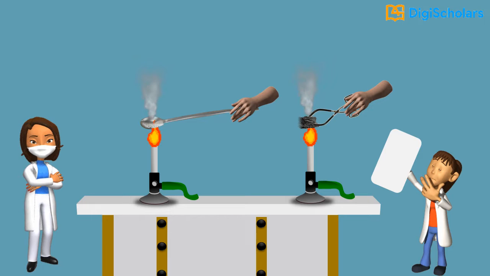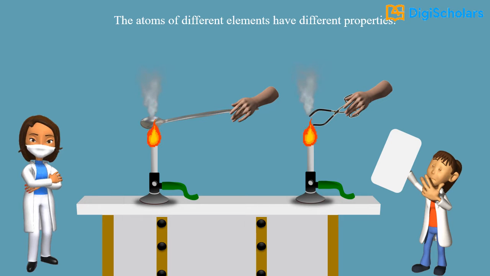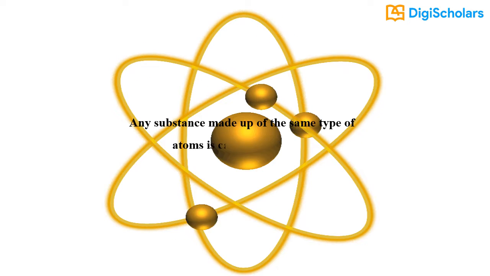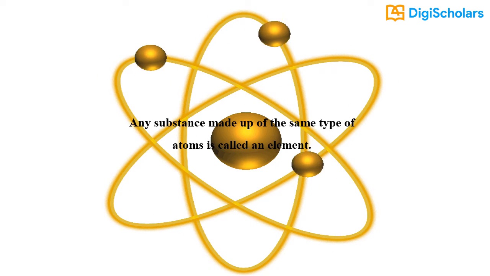Sodium and magnesium are made up of atoms. Is the nature of both the atoms the same? The above activities show that atoms of different elements have different properties. Any substance made up of the same type of atoms is called an element.